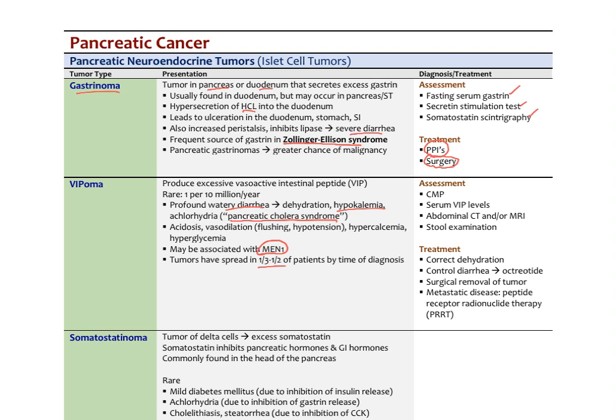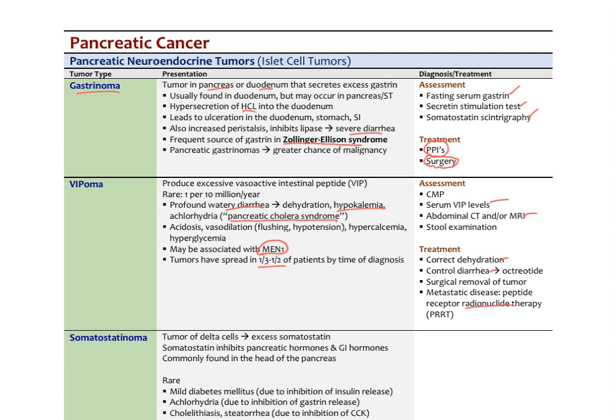So the assessment would involve looking at the VIP levels, again, imaging of the pancreas, and then correcting dehydration, diarrhea, surgery to remove tumors, and then there are specific radionuclide therapies used for metastatic disease.